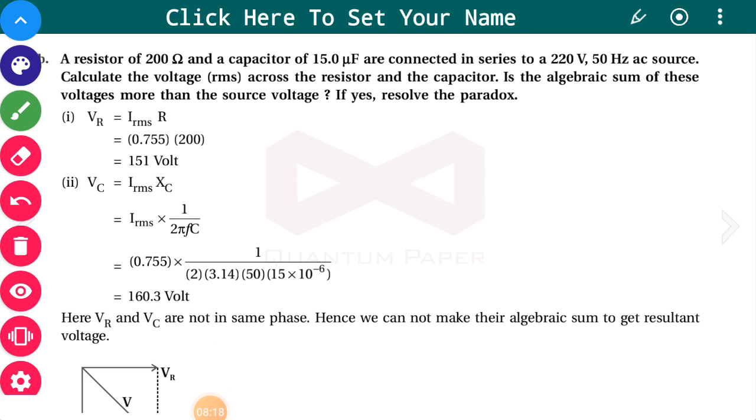Now the same example: a resistor of 200 ohm and a capacitance of 15 microfarad are connected in series, 220 volt, 50 hertz. Calculate the RMS voltage across the resistor and the capacitor. Is the algebraic sum of these voltages more than the source voltage? Now VR is IRMS into R, so you will get 151 volt, very easy. IRMS into XC will give you the voltage across the capacitor; you just have to substitute all the values.